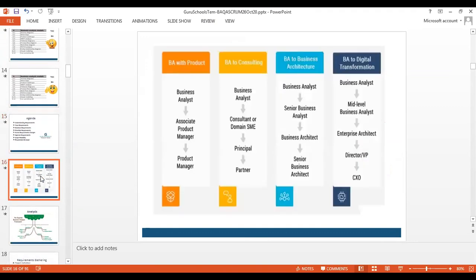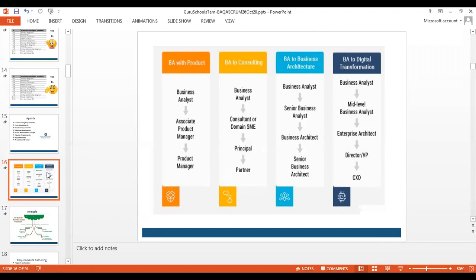The agenda is also the same thing we've seen. So these are the different tracks a BA normally works on. A BA with the product can be a BA, associate project manager, or product manager. This is a kind of career progression as well. So a BA can be a business analyst, then a consultant or domain SME, because you keep learning new things, new technologies like iris scanners, and then he can be a principal product owner or a principal consultant, and then he can be a partner. You can start your own company if you find a good idea to build a new product or new service, right? So this has happened actually.